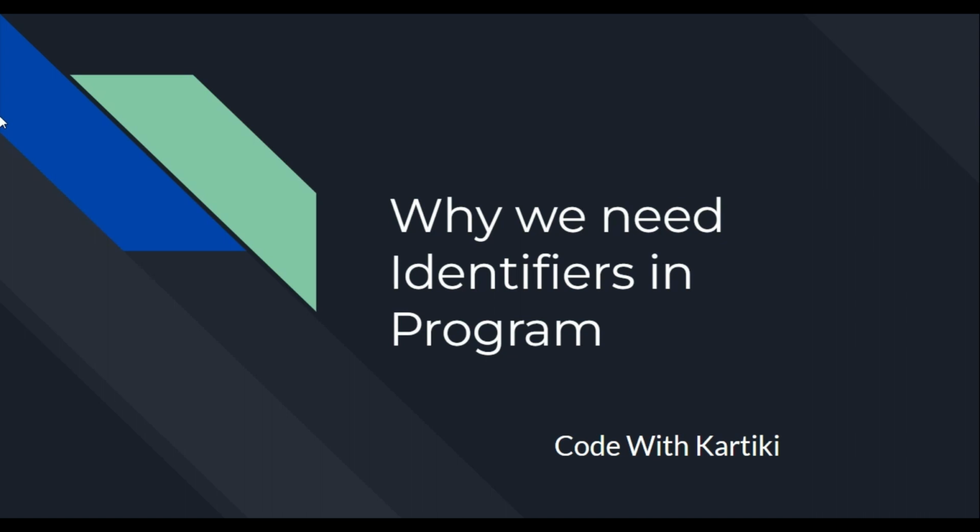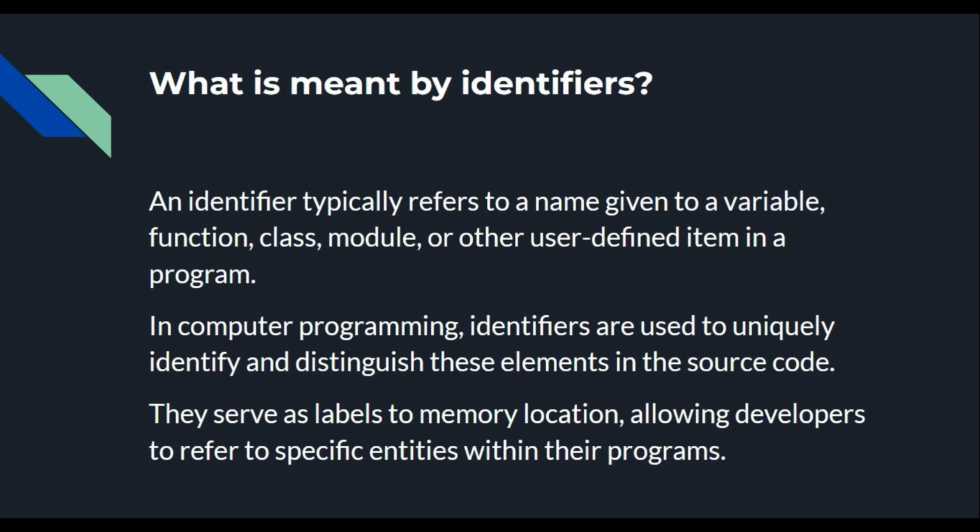So today we are going to see why we need identifiers in a program. Before that, we will see what is meant by identifiers. An identifier typically refers to a name given to a variable, function, class, module or other user defined item in a program. Whatever these variables, functions, classes, modules and user defined items are, these are the basic building blocks of any program, right? To name these, we are going to use identifiers.